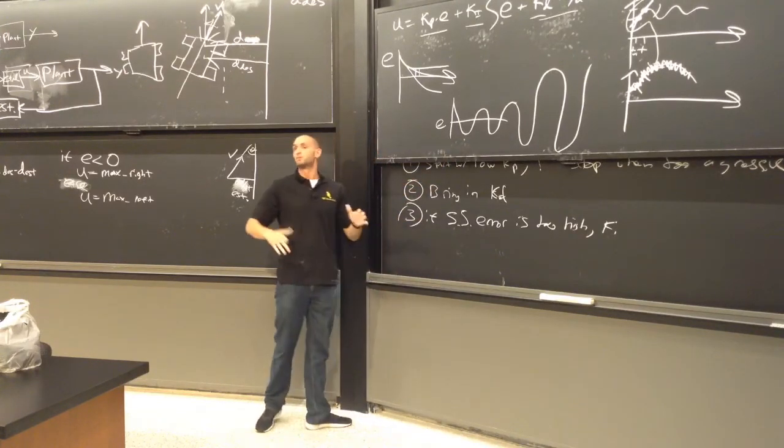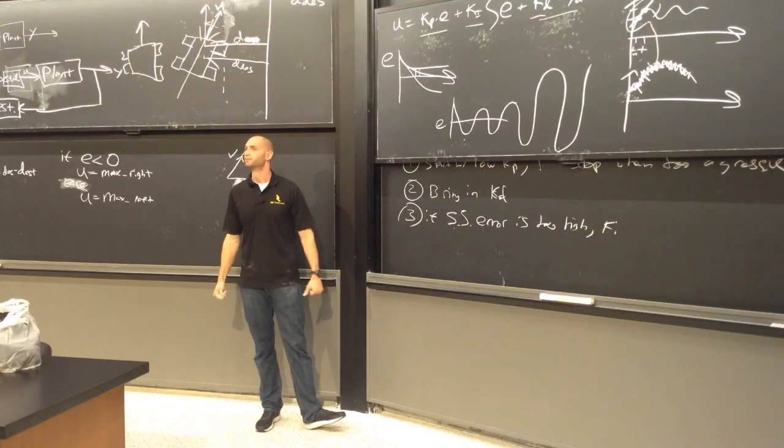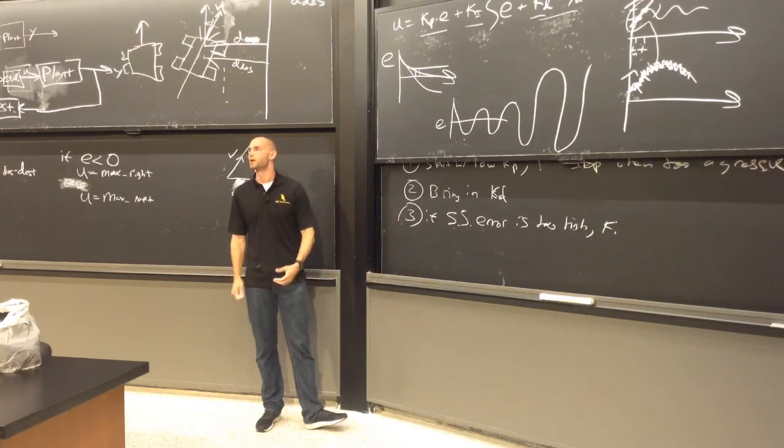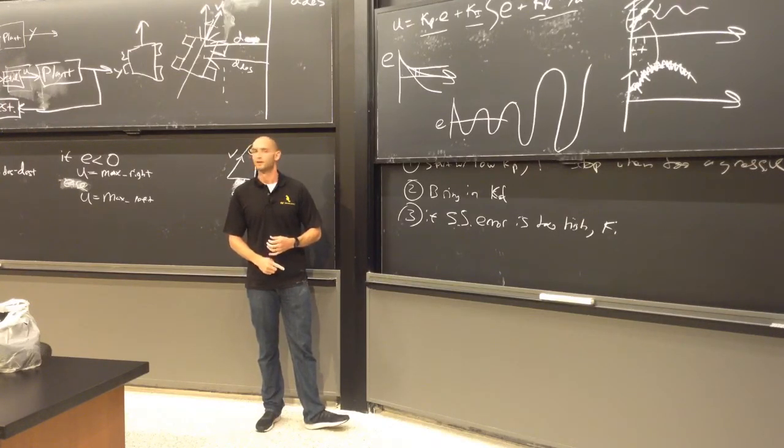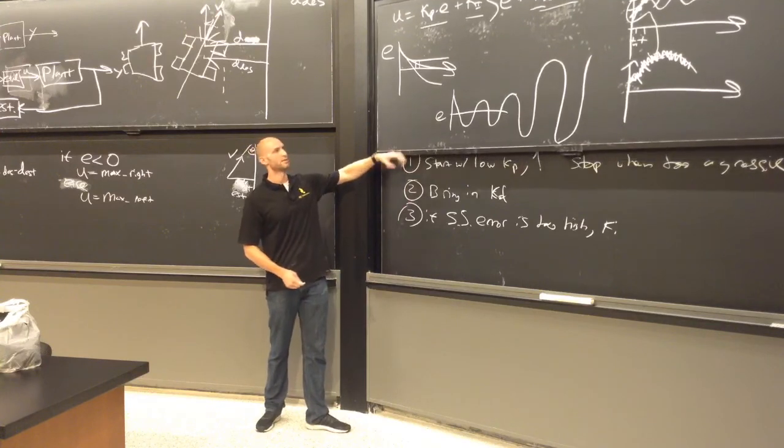So this is where the intuition starts to get built. Two other ways to come up with gains. One is called Ziegler-Nichols tuning. It was invented in like the 60s. It was a more rigorous approach to coming up with these experimentally.